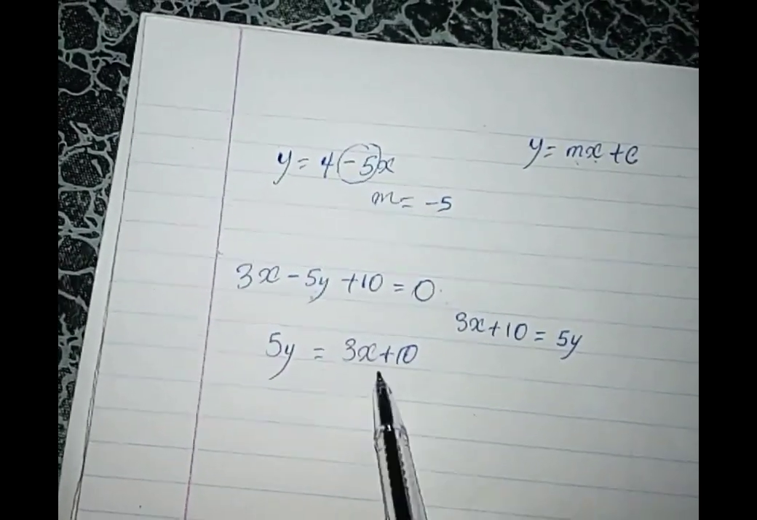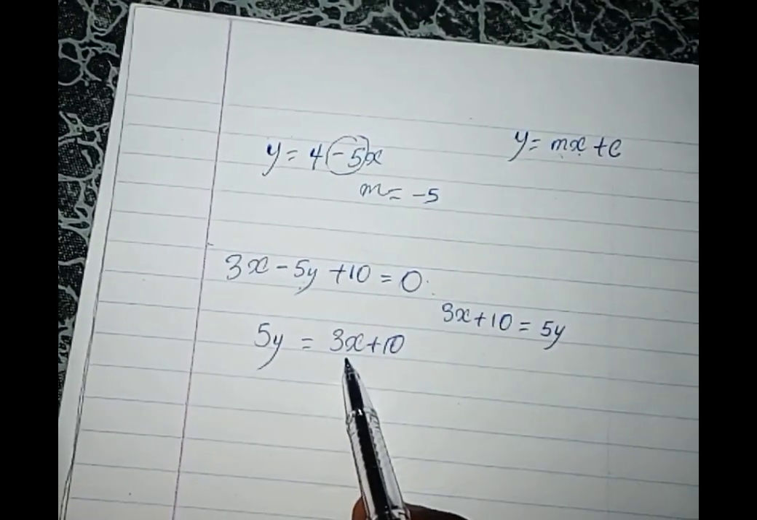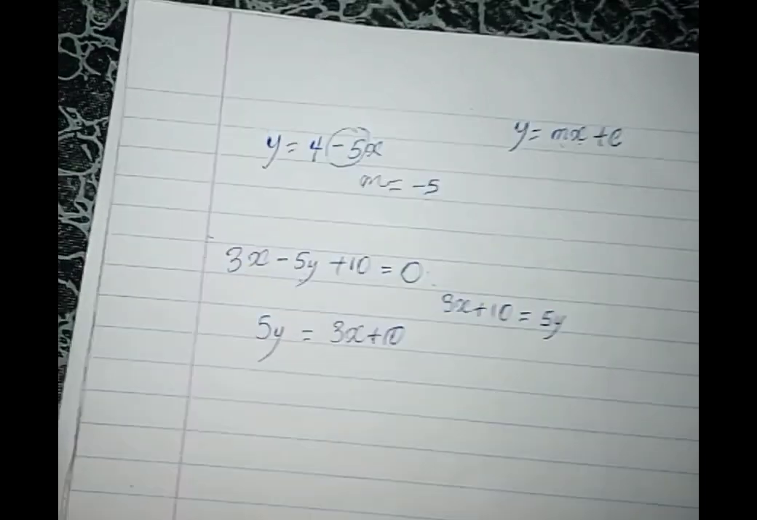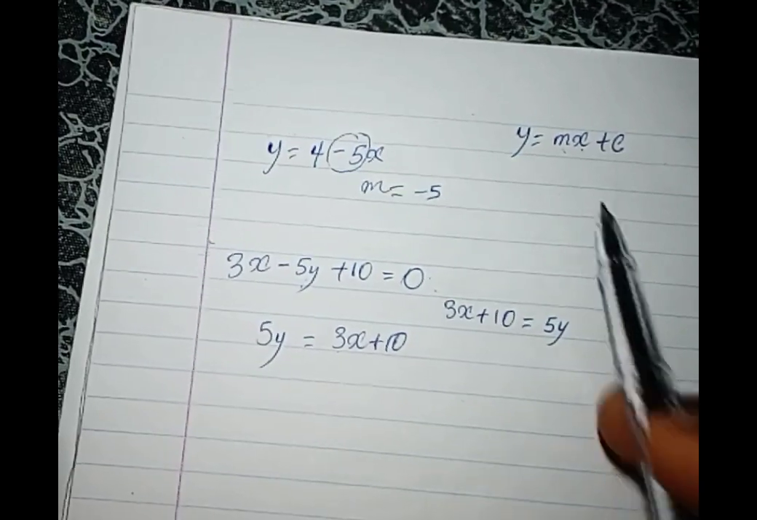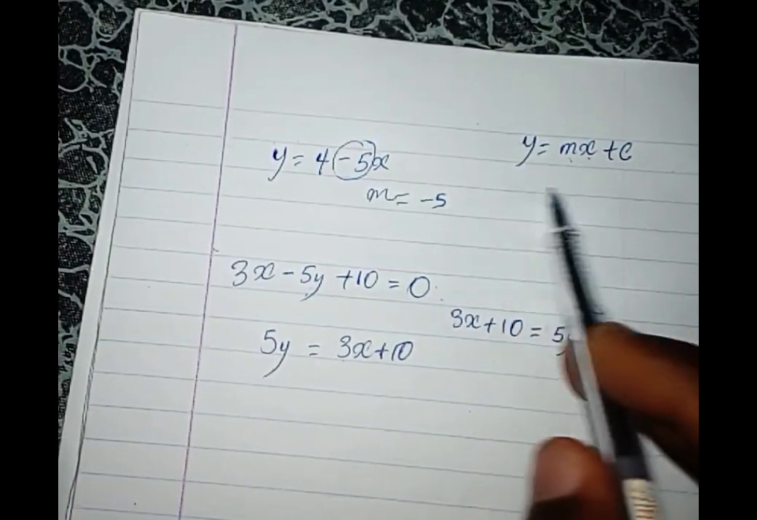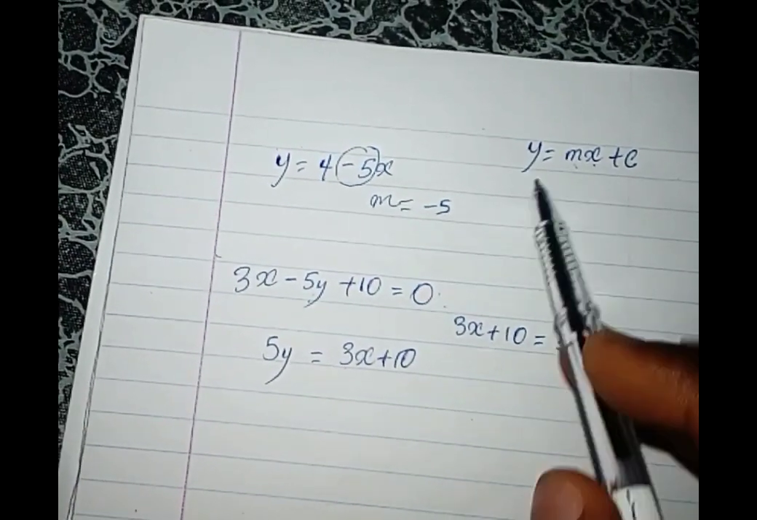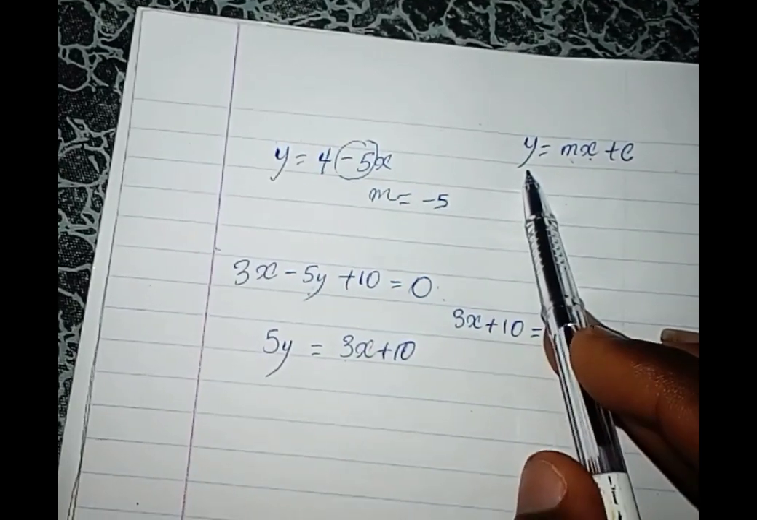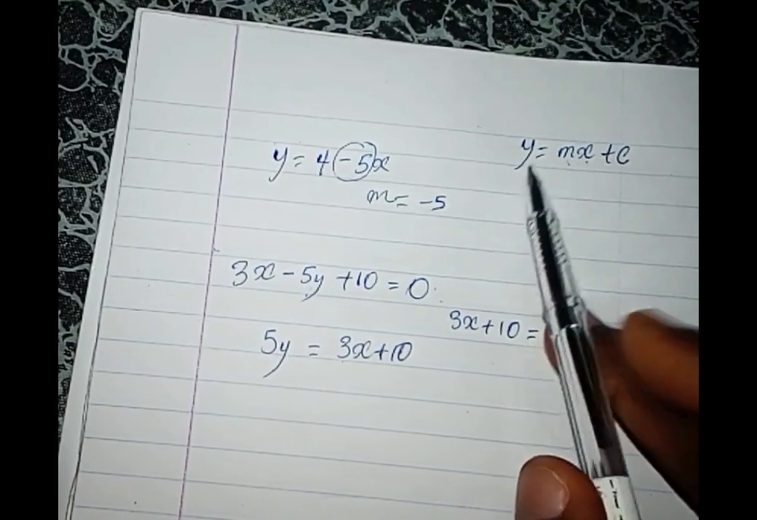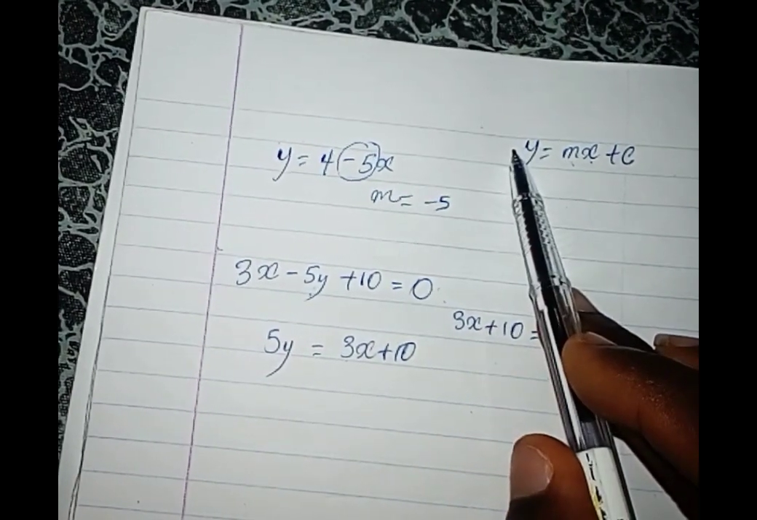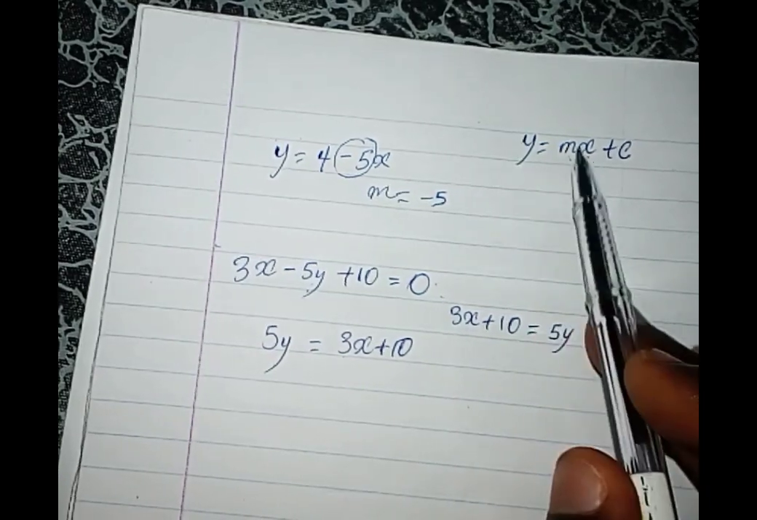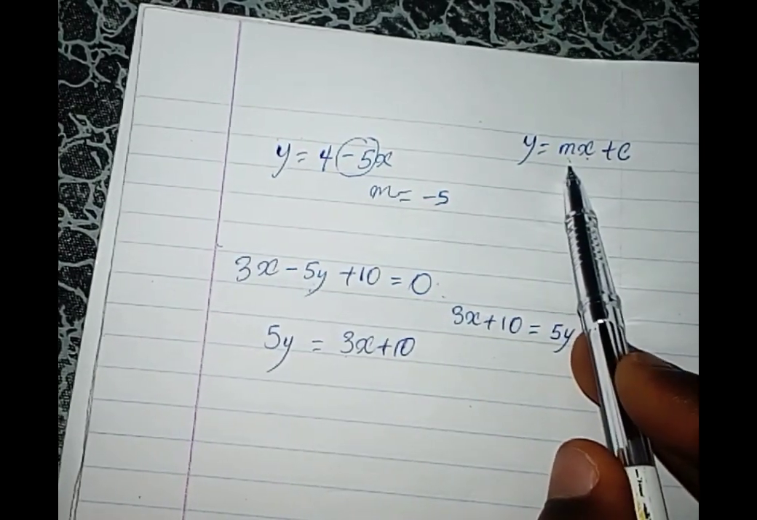So from here, the coefficient of x is 3. But wait, from the general line equation, we see that y has the coefficient of 1. So there must be nothing in front of y when looking for the gradient of the line.